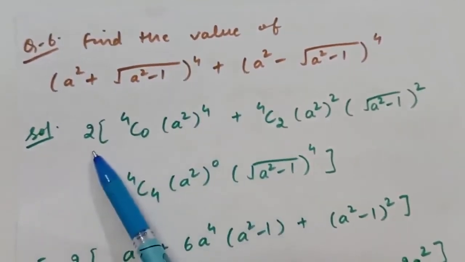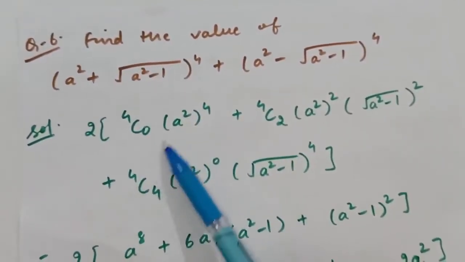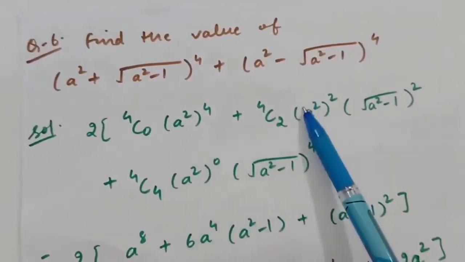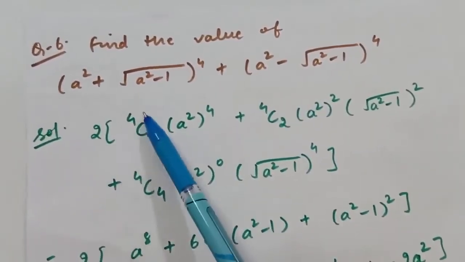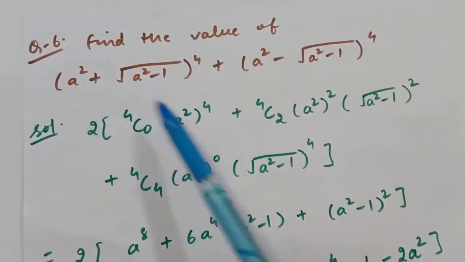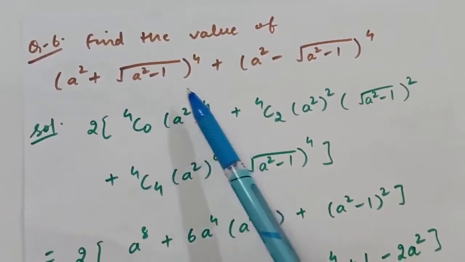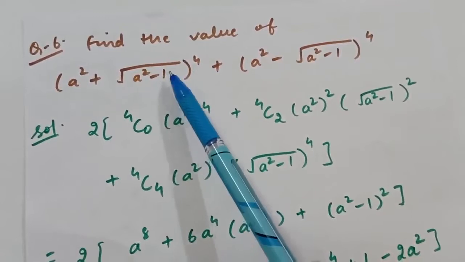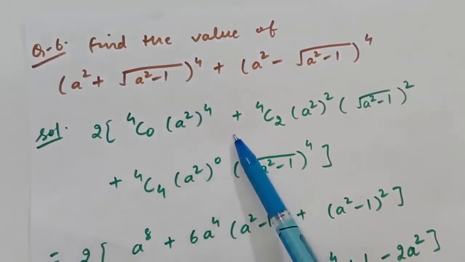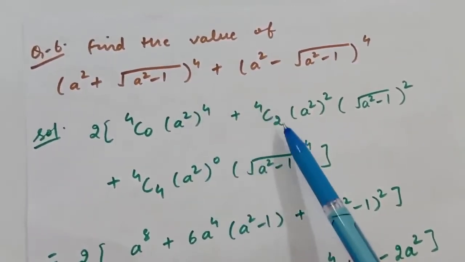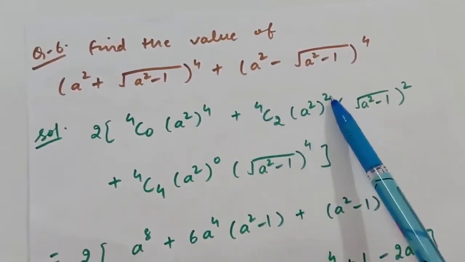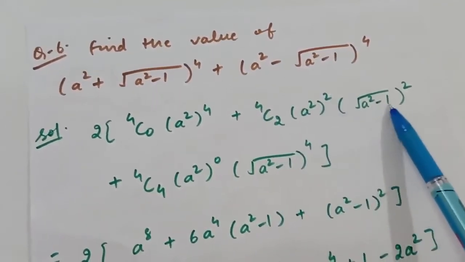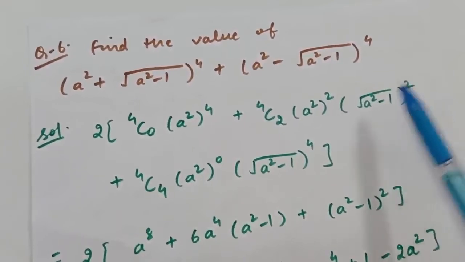So twice of, we will just take the odd terms, that is the first term, third term and fifth term. So twice of 4c0 (a square) raised to the power 4 and this raised to the power 0, which is 1, so I am not writing that, plus 4c2 (a square) raised to the power 4 minus 2, that is 2, and (root of a square minus 1) raised to the power 2.